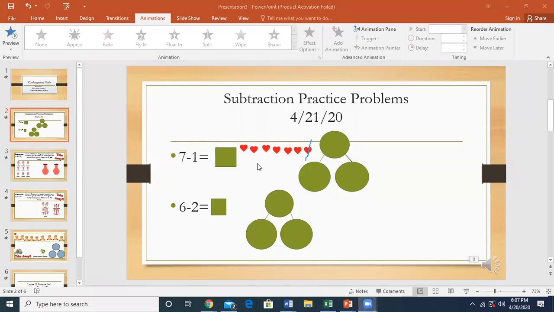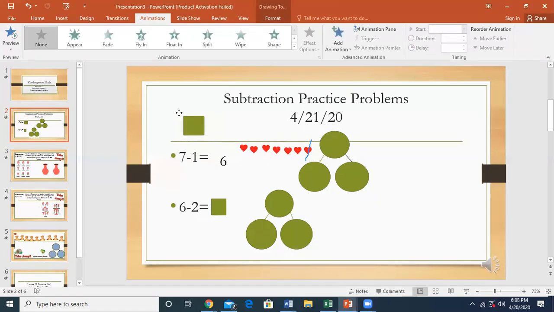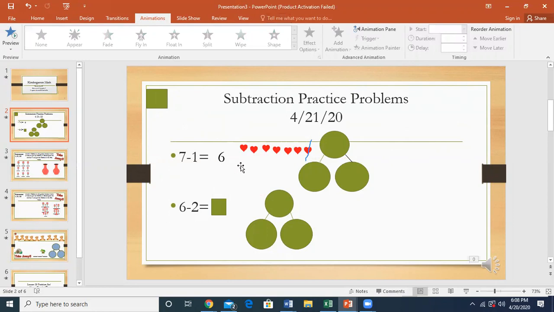All right, now that I crossed 1 out, what do I do now to figure out my new number? Do I add these all up together? No, you're right. What do I do? Good, I count up the ones that are not crossed out. So I'm going to count all of these hearts that are not crossed out. Go ahead and count with me. 1, 2, 3, 4, 5, 6. So I have 6 hearts that are not crossed out. So that means that 7 take away 1 is 6. Great job, guys. Give yourself a pat on the back if you said 6 for the first problem.